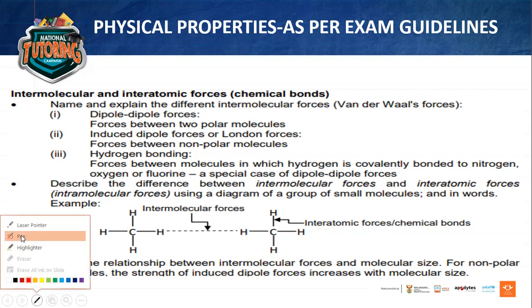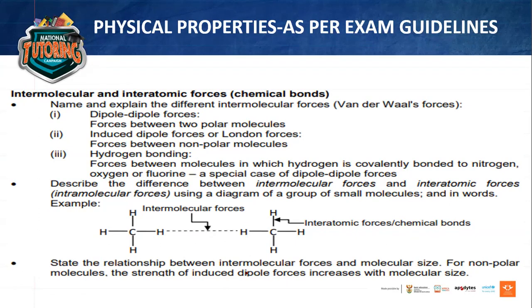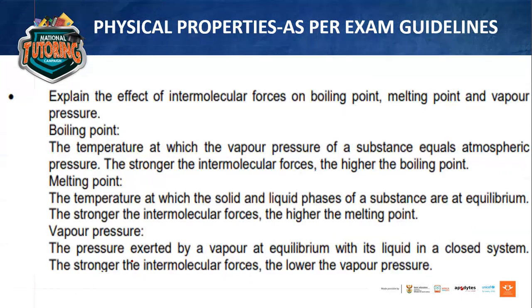And then we must be able to talk about the relationship between intermolecular forces as well as molecular size. Right? In other words, we must look at how the molecular size influences the strength of intermolecular forces. Furthermore, we must be able to explain the effect of intermolecular forces on the boiling point, the melting point, as well as the vapor pressure. And all of these, the boiling point, the melting point, and the vapor pressure are what we refer to as physical properties.